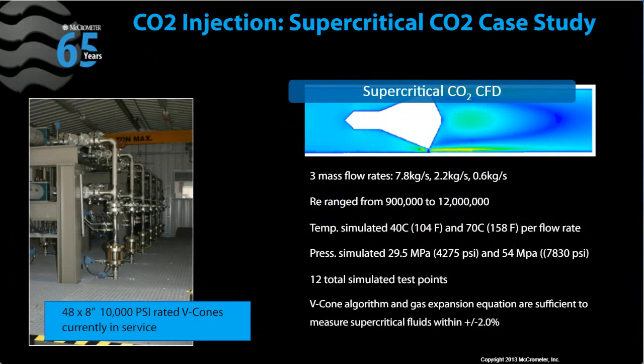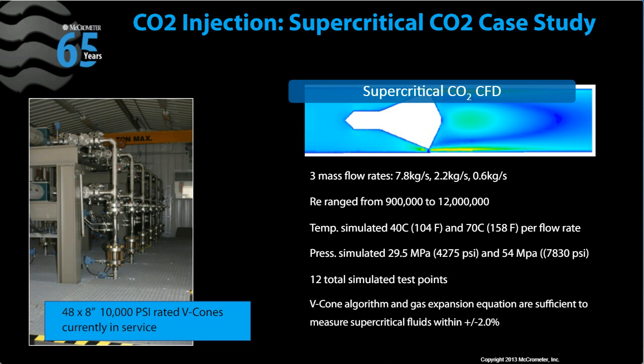And when it comes to CO2 injection, this is a specific application where we had our meters calibrated at NEL, and they found that the accuracy would be within plus or minus 2%. To go into a little bit more specifics, NEL calibrated over 3 flow rates: 7.8 kilograms per second, 2.2 kilograms per second, and 0.6 kilograms per second. Now, this Reynolds number range was anywhere from 900,000 to 12 million.